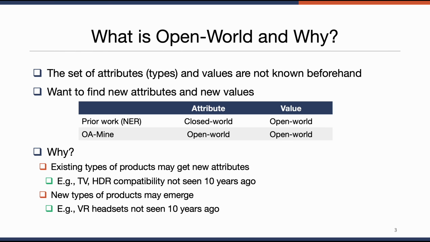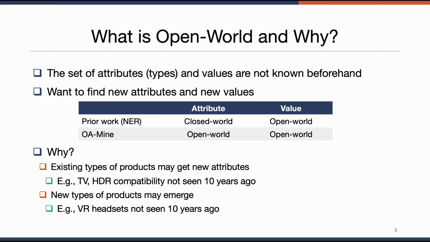But here in this project, we're doing a more challenging problem with a fully open world assumption, where we want the model to find both new attributes and new values. So you may ask why we want to do this open world setting. And the most important reason is that in the e-commerce world, the product catalog is forever expanding. So for existing types of products, they may get new attributes. So for example, when you are shopping for a TV 10 years ago, HDR compatibility is not something you consider, but it's very important nowadays.